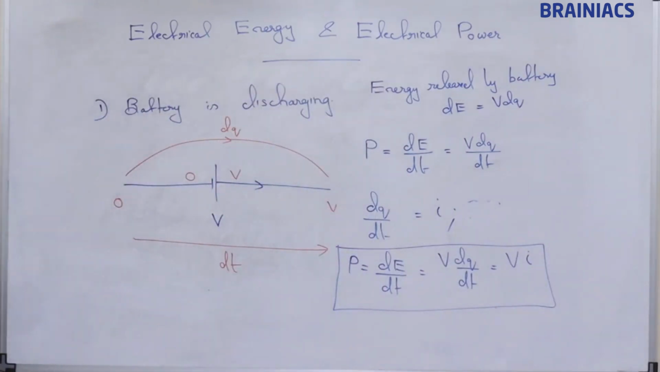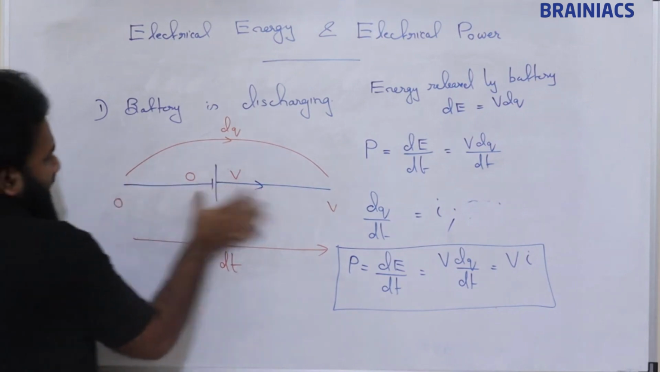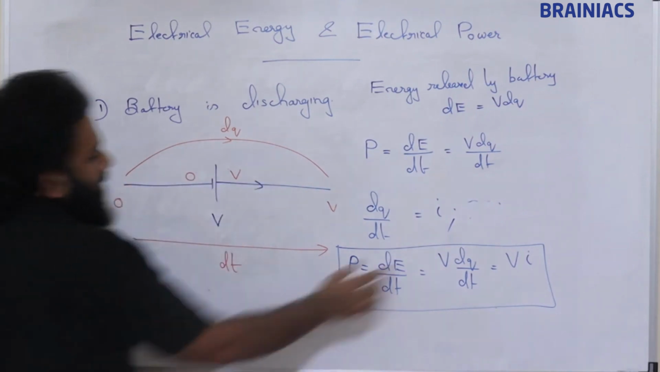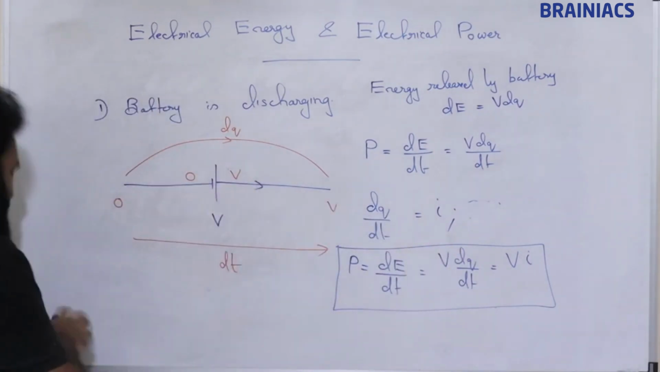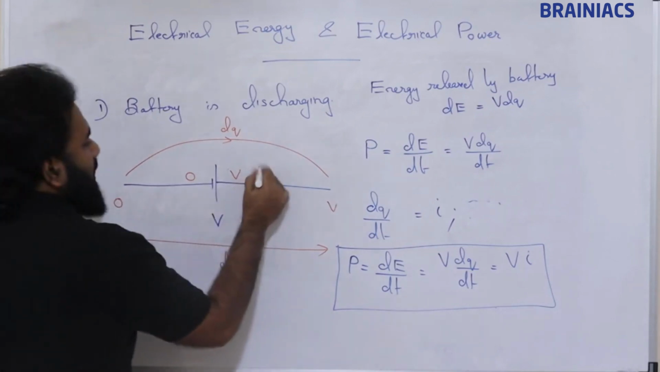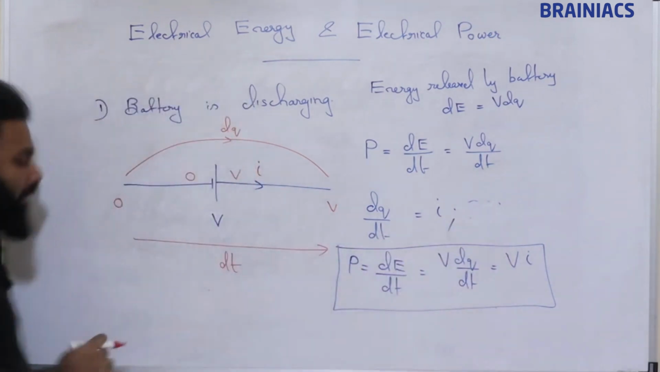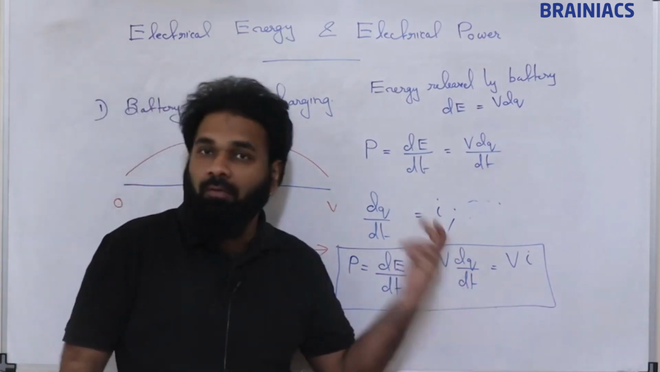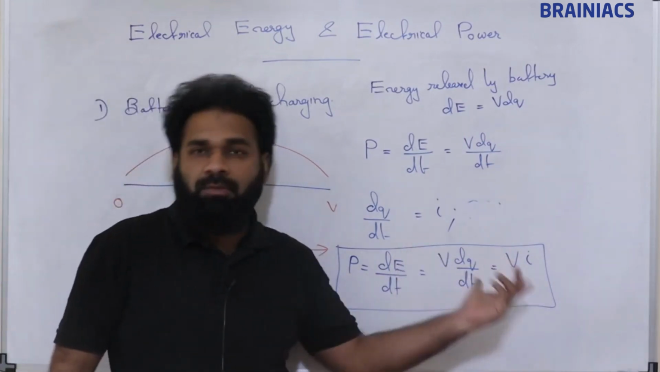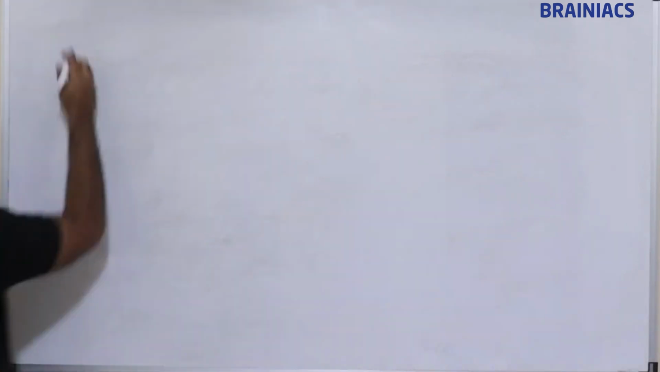When the battery is discharging, the power released by the battery is nothing but V into I, the voltage into the current that is passing through the circuit. Remember this, understand the concept. No need to mug up P is equal to VI. We have already studied this in 10th class, but understand this and study now.